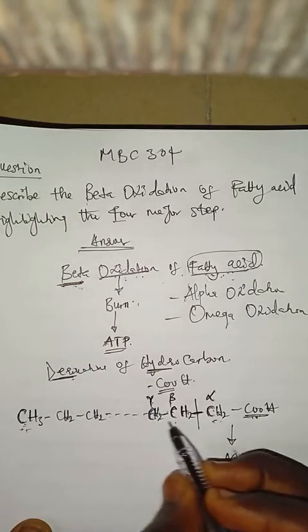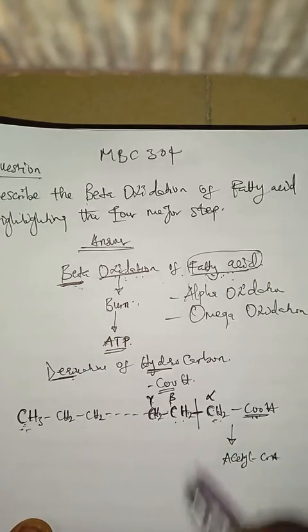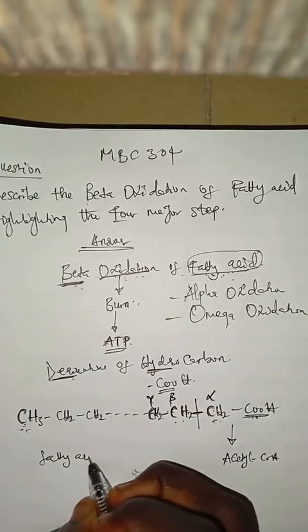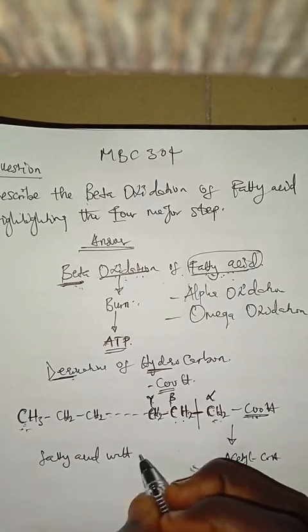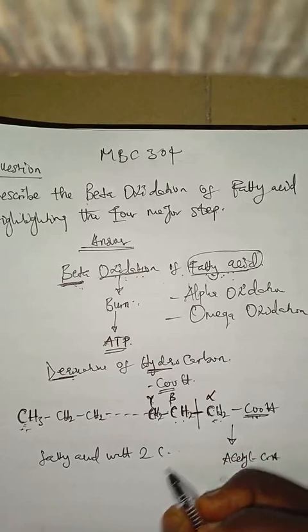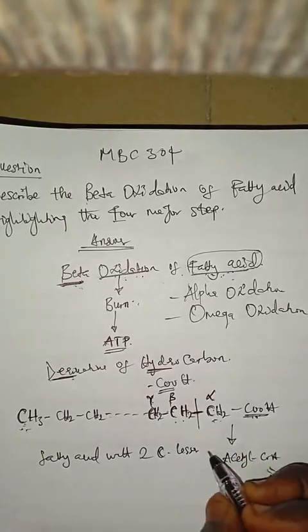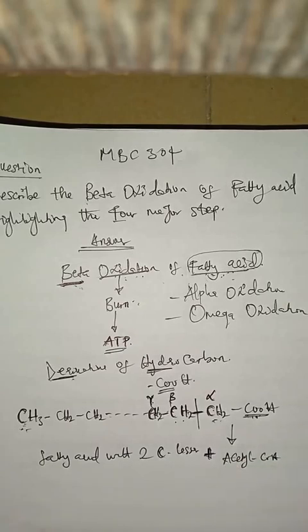and what is left is a fatty acid chain with two carbons fewer. So we're going to have a fatty acid with how many carbons fewer? Two carbons fewer. So those are the two things you will get when you do the first cycle of beta oxidation. I hope you understand it.